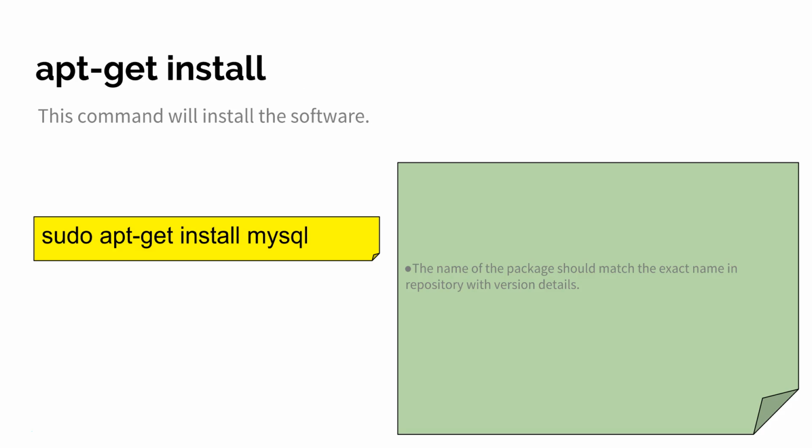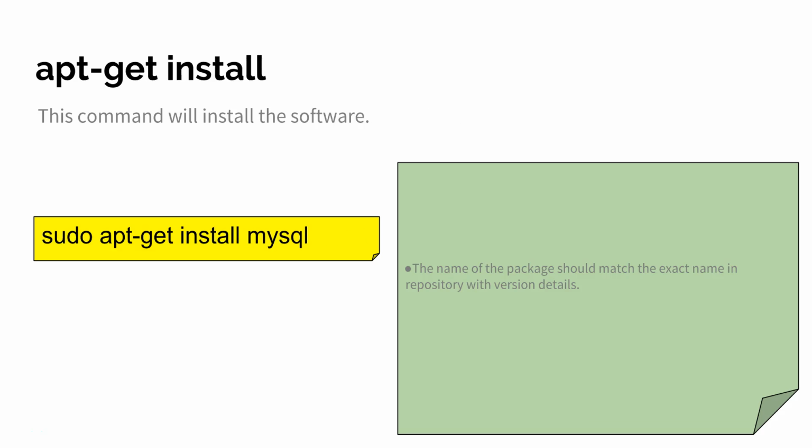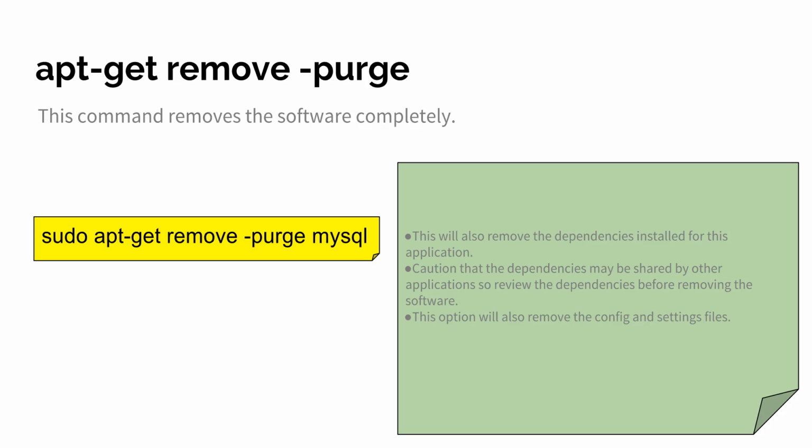Remember, to search and other things, it's apt-cache. To install, it is apt-get install and then MySQL. This requires admin privilege, so use sudo. To remove, just use remove and it will remove the software, but all the config files, settings and other things will still be there, so that when we reinstall it, it can reuse the same config that was left last time. But if you don't want that, go ahead and use the purge option.